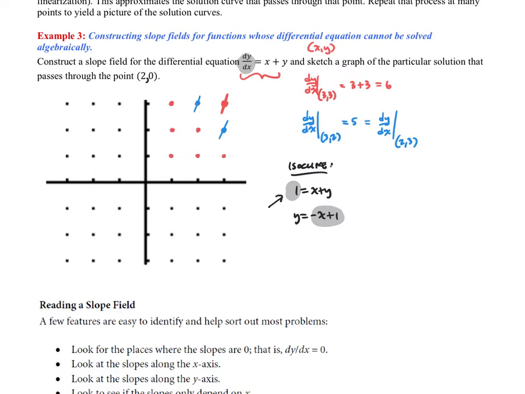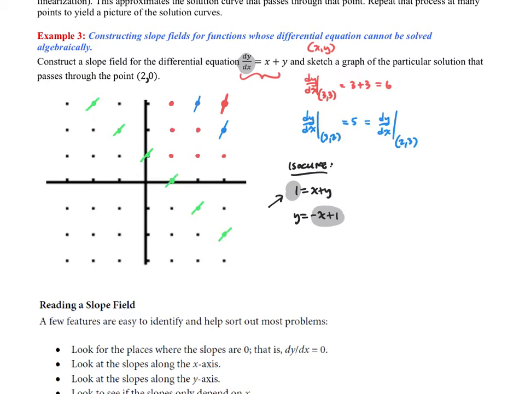Okay, so let's see that take form. Where is the line negative x plus 1? Well, here's the line negative x plus 1. On every point along that line, dy dx will equal 1. So boom, boom, boom, boom, boom, boom.